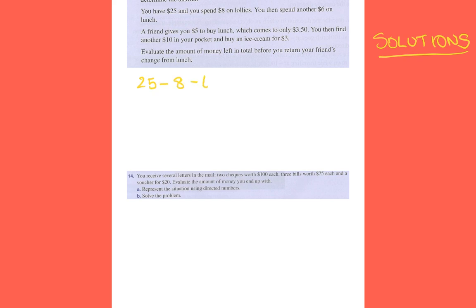So $25 is a positive number. 8 is minus because they spent it. 6 is minus because it spent it. 5 is a positive number because it's been given. And $3.50 is negative because it's being spent. 10 is positive, and then 3 is negative. Total of $19.50.